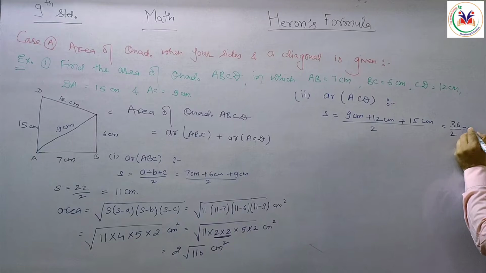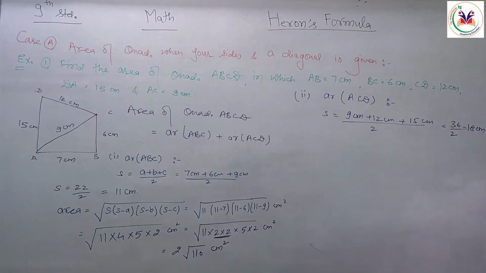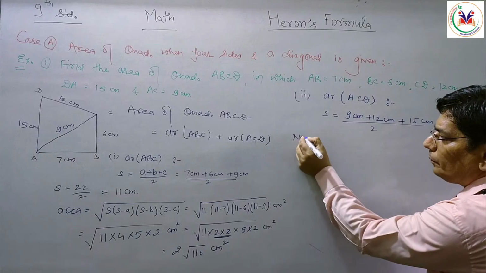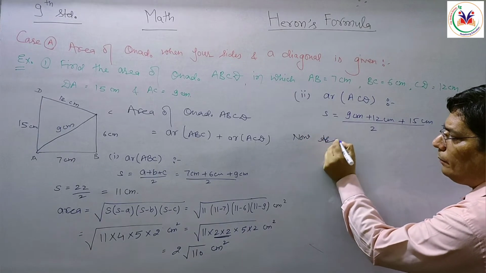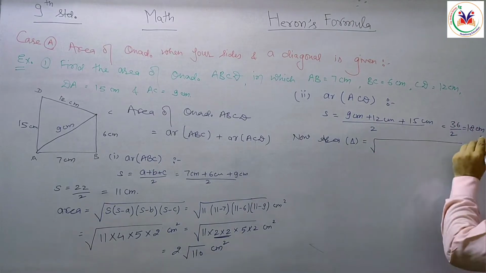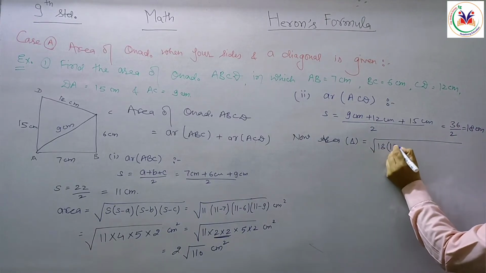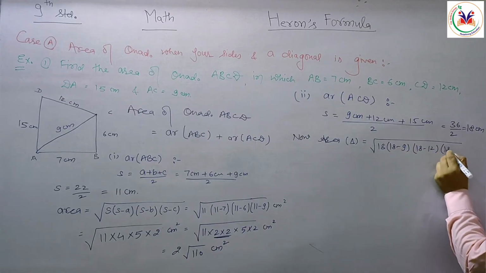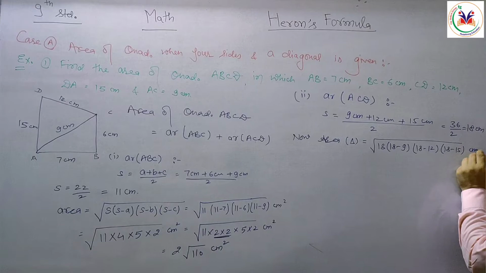Divide by 2, that is 18 centimeter. So S must be 18 centimeter. Now, for the area, we should go to the standard formula. S is 18, 18 minus 9, 18 minus 12 and 18 minus 15 centimeter square.